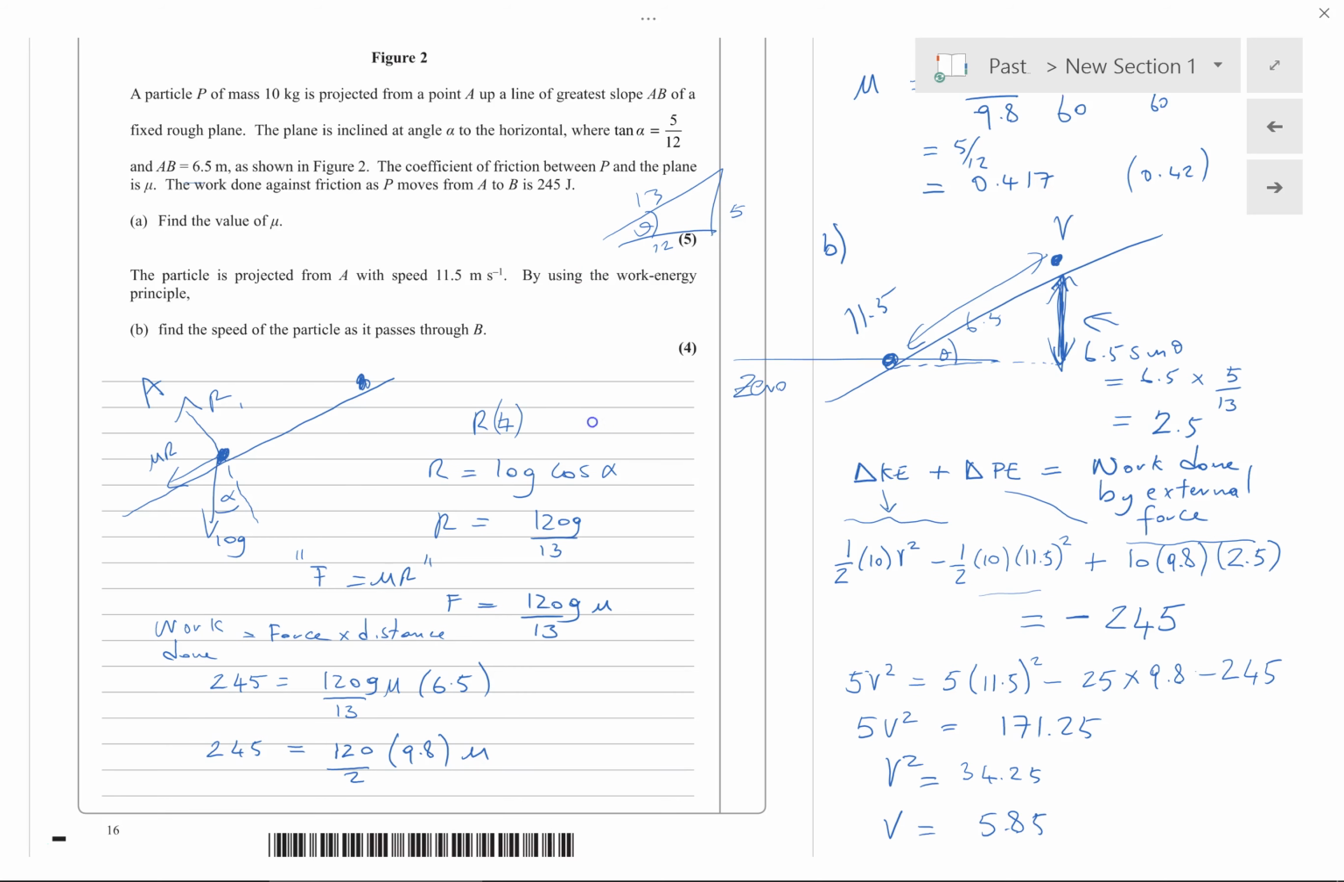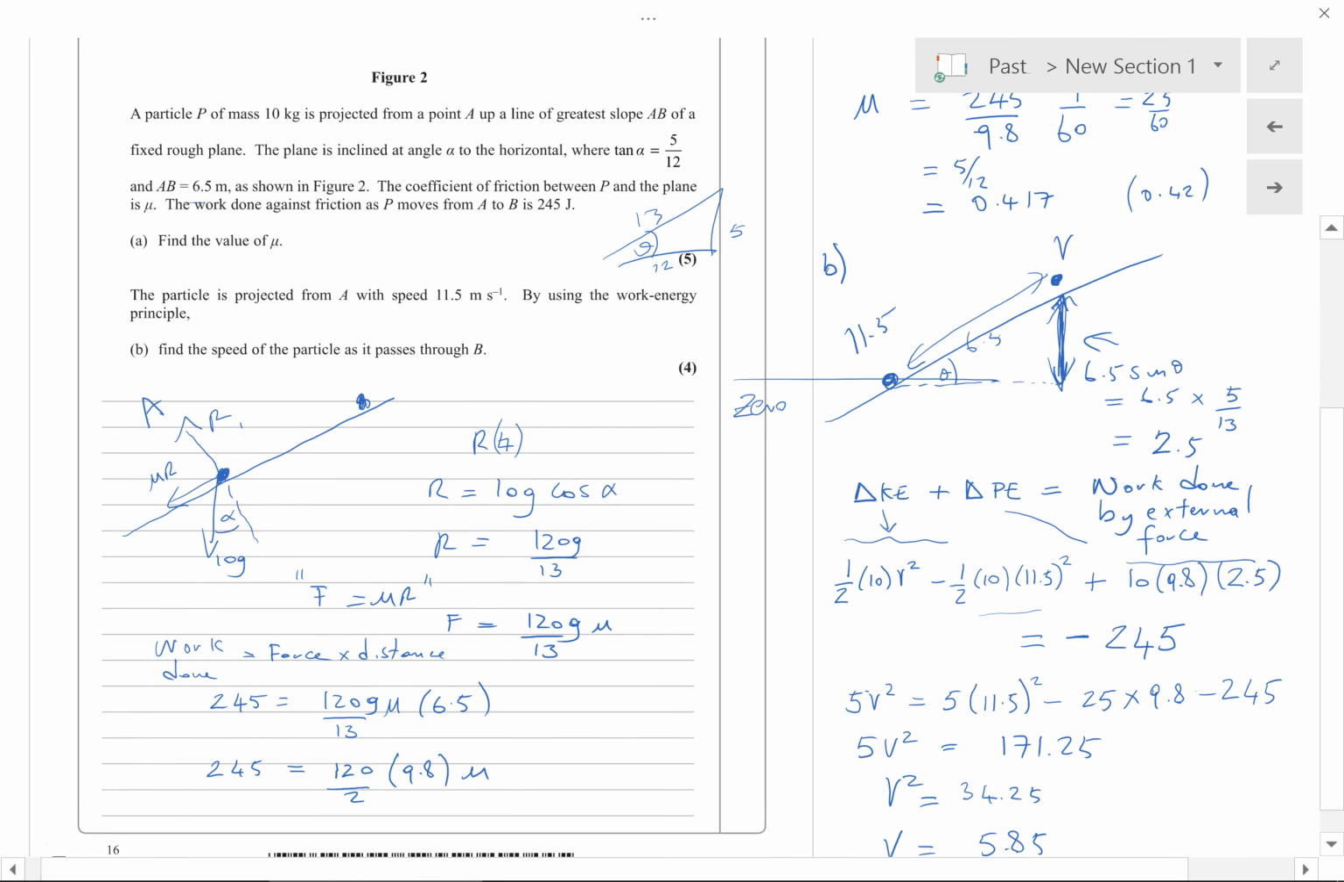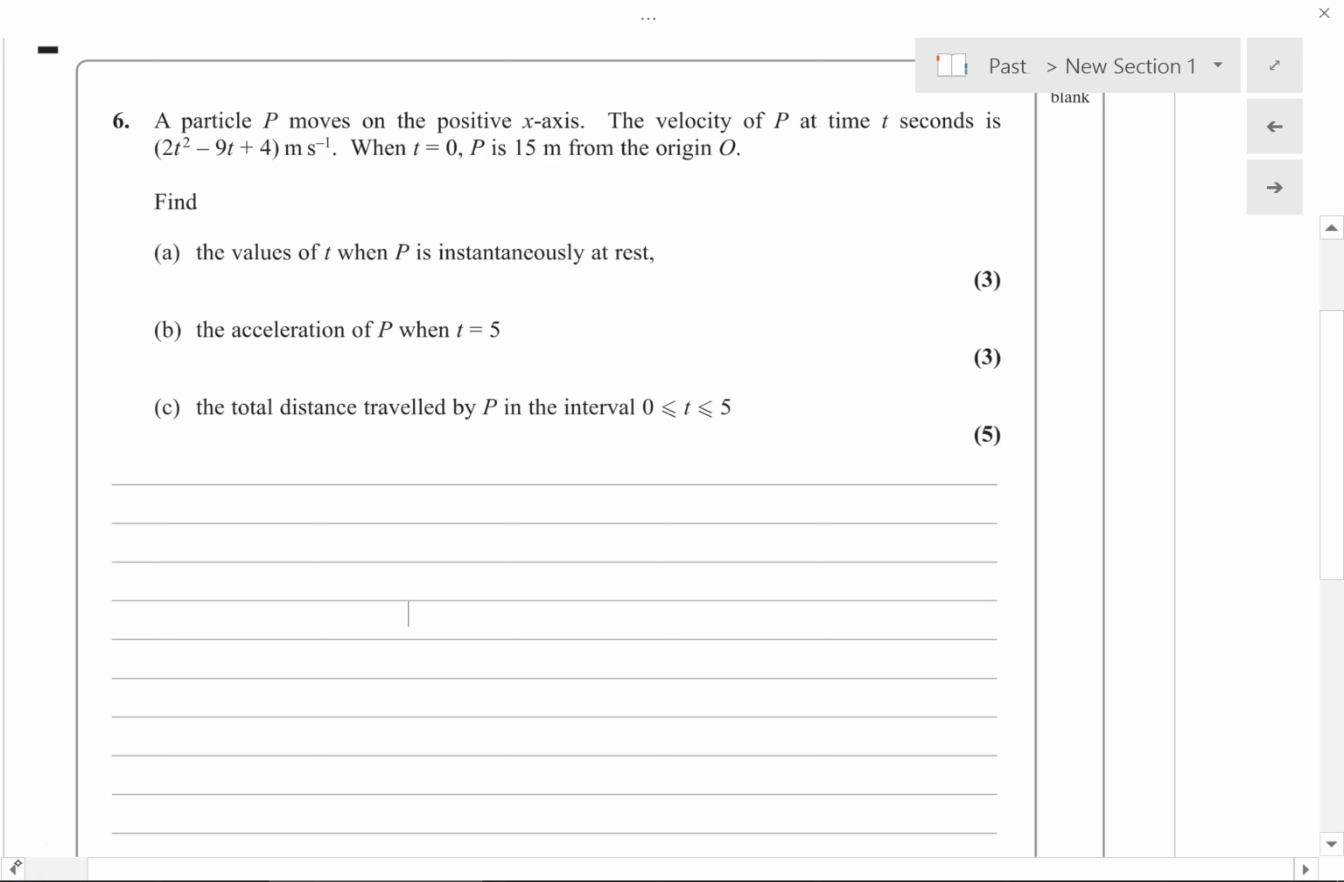Okay, so let's go on to the next question. Question 6. It's motion in one dimension, variable acceleration, or motion where velocity, displacement and acceleration are a function of time.